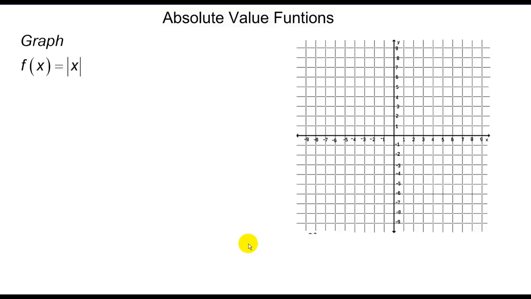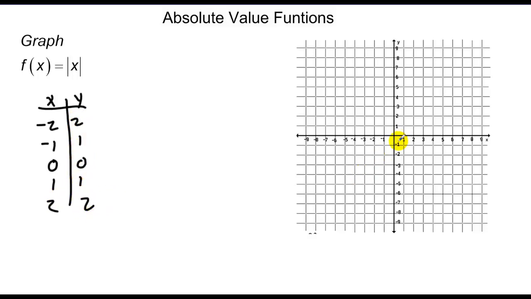So for this first graph, we're going to graph the absolute value of x. I don't really need a calculator to do this, so I'm just going to go ahead and grind this out. I've got a little xy chart I'm going to make, with x here and y here. Let's use -2, -1, 0, 1, 2. Absolute value of -2 is 2, -1 is 1, 0 is 0, 1 is 1, 2 is 2. Plot those points, and you'll notice that the graph looks kind of like a V.